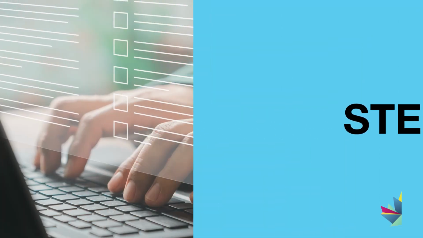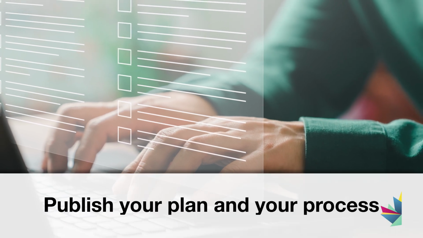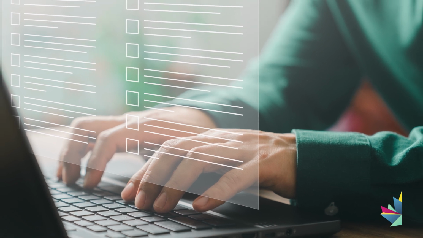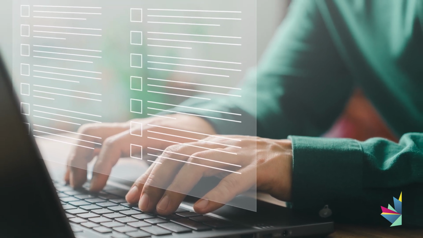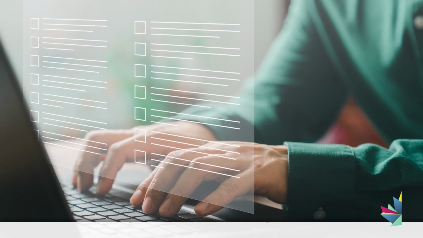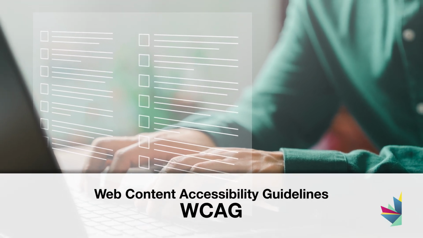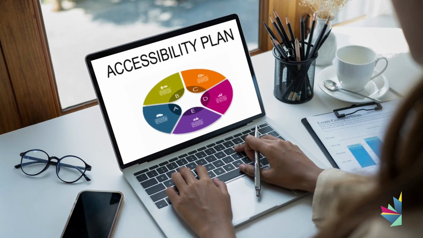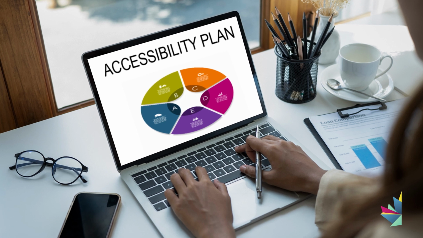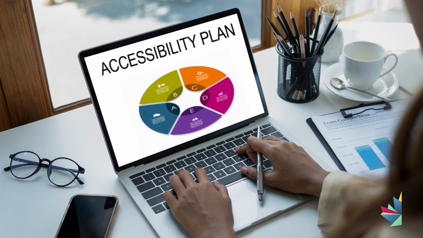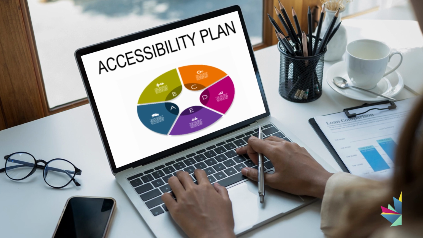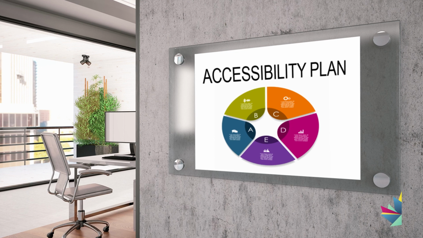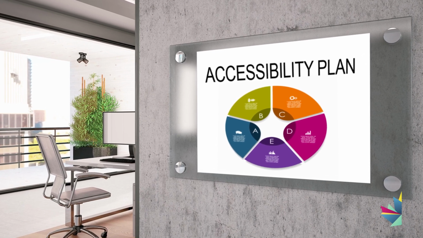Step 5. Publish your plan and your process. Once you've written your accessibility plan and feedback process, post them on the home screen or home page of your website. Make sure your plan and website follow the Web Content Accessibility Guidelines, WCAG. You must keep these documents on your website for 7 years and provide a copy of them in other formats, like Braille or audio, upon request. If you don't have a public-facing website, display printed copies of these documents in the entrances of your businesses.